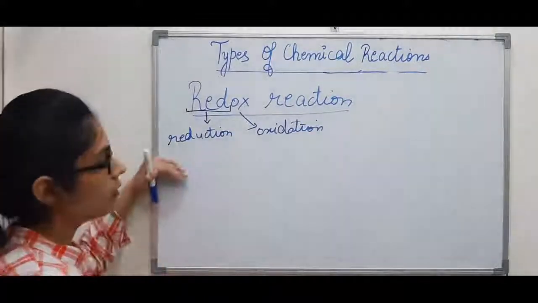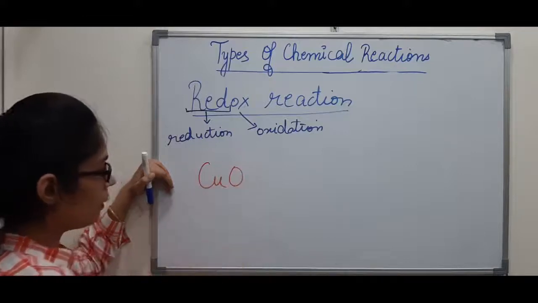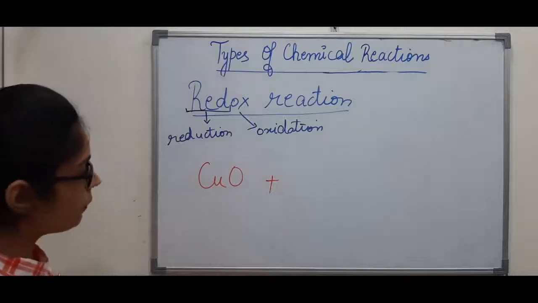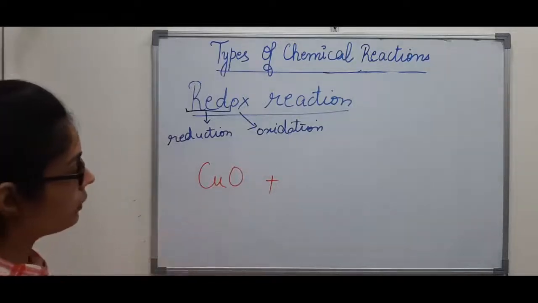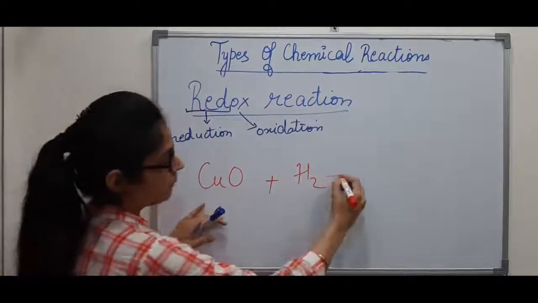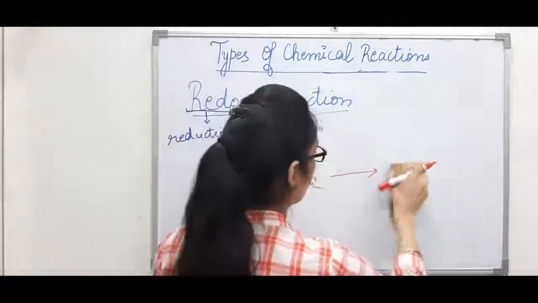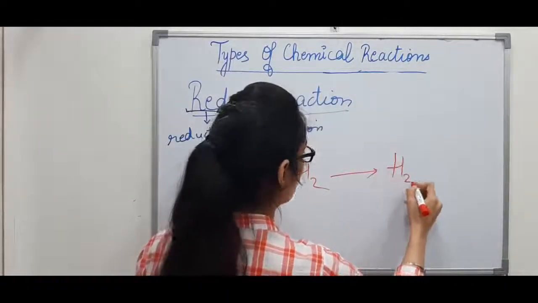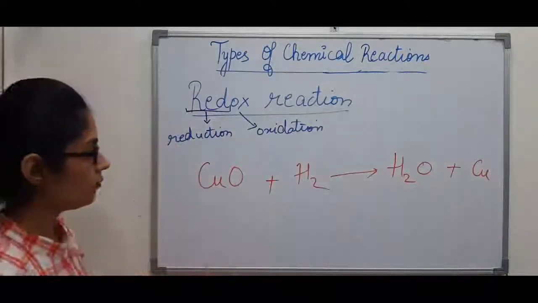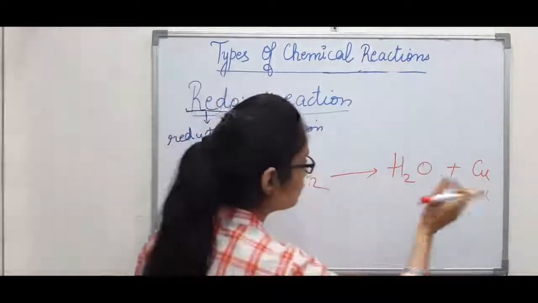Let's take another example. Copper oxide, when copper oxide reacts with hydrogen, it will give me water plus copper. See, copper oxide plus hydrogen is giving me water plus copper.